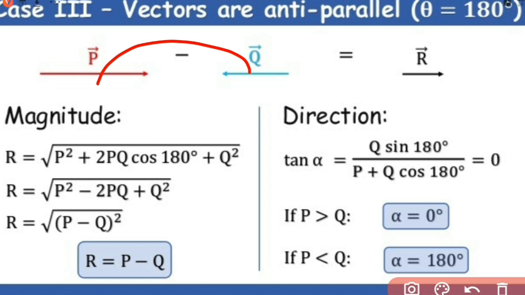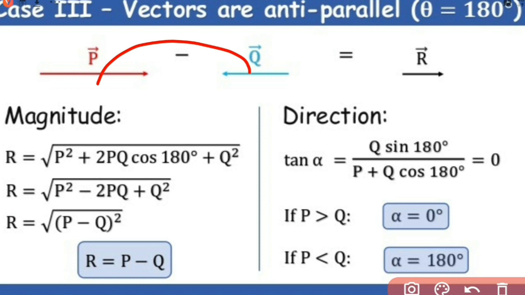So if the two vectors are opposite in direction, or if the angle between the two vectors is 180 degree, the magnitude of their resultant is just the difference in the magnitudes of the individual vectors. That means you have to do the subtraction. So r is equal to p minus q. If they are in the same direction, just add the magnitudes. If they are in opposite direction, subtract them. Now, direction is given by tan alpha.